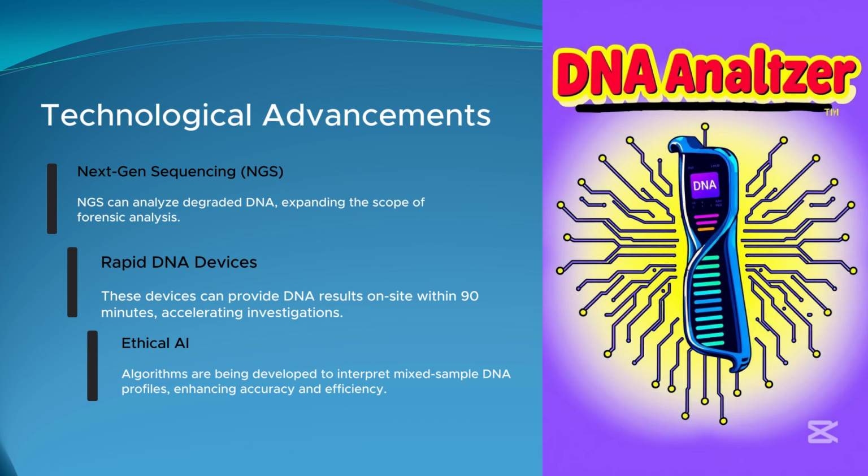Third is ethical AI, which can be defined as algorithms being developed to interpret mixed sample DNA profiles, enhancing accuracy and efficiency. Ethical AI in DNA analysis involves developing algorithms to interpret complex mixed DNA samples while addressing biases, transparency, and fairness. These AI tools use probabilistic genotyping to untangle contributors in mixtures, for example in sexual assault cases, improving accuracy over manual methods. However, ethical risks arise.